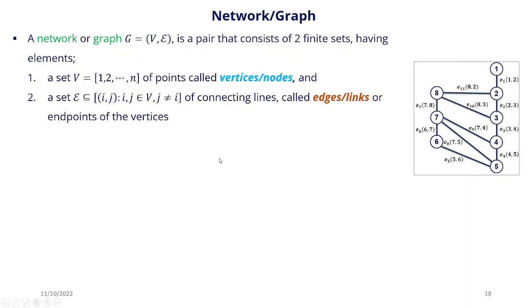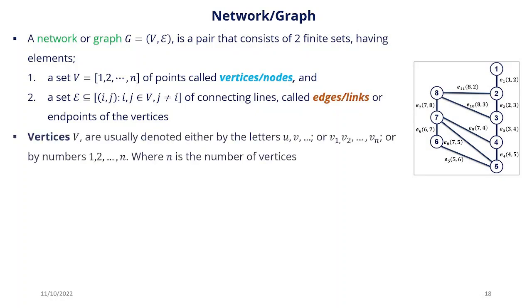So what is a graph? A graph is just a structure that contains vertices and some edges that are connecting the vertices together. Vertices are usually denoted either by using the letters U, V, or V1, V2, V3, Vn, or by numbers 1, 2, 3, 4 up to n, where n is the number of vertices.